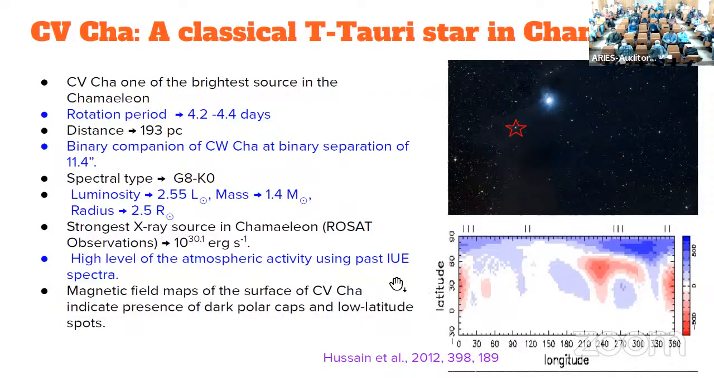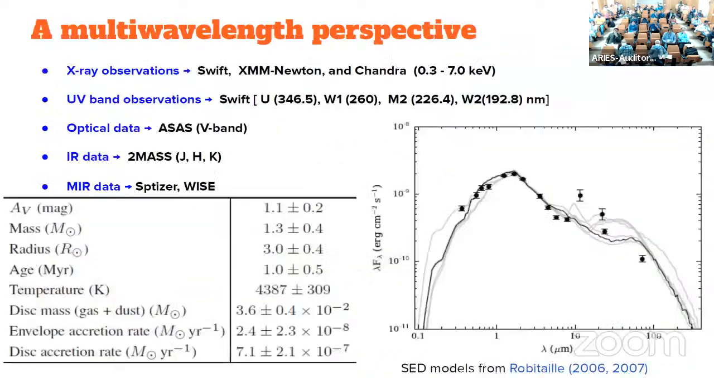A decade ago, using a spectropolarimetric imaging study, Hussain et al. found polar spots, that is dark polar caps here, and low latitude dark spots on the surface. It shows a high level of magnetic field in this particular star. In view of this, I was interested in doing a multi-wavelength study of this particular object.